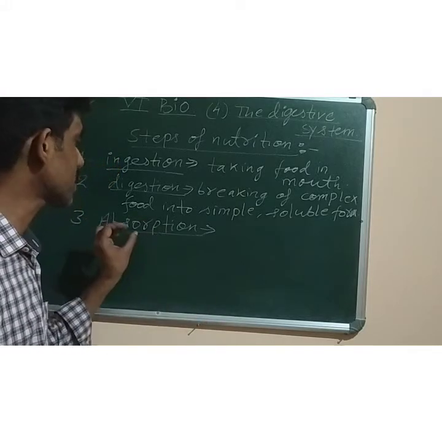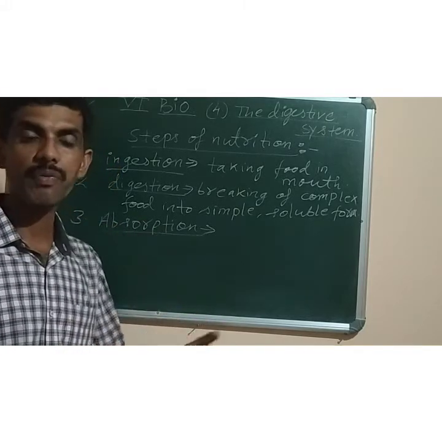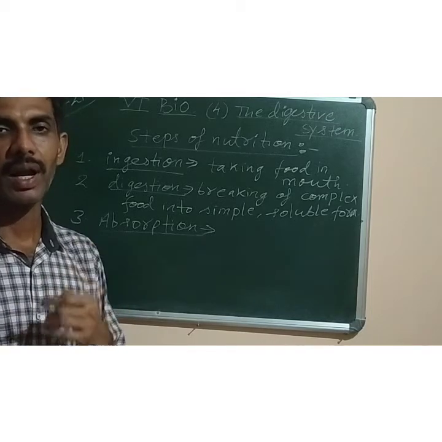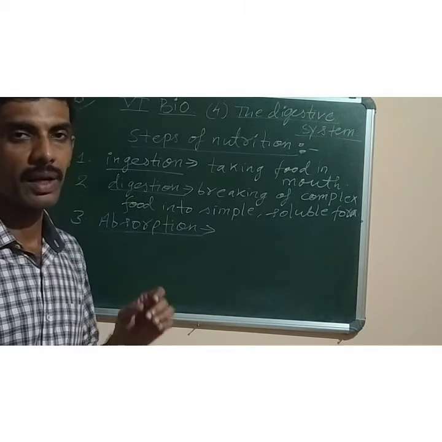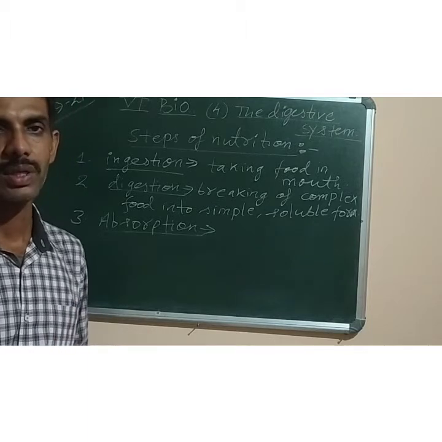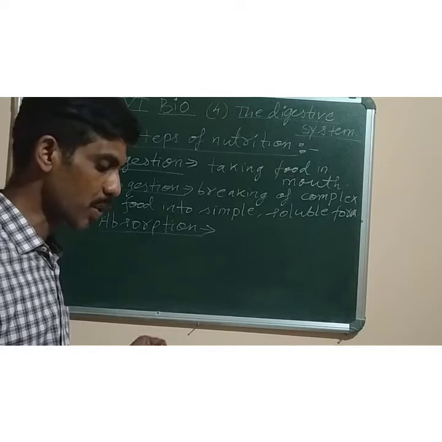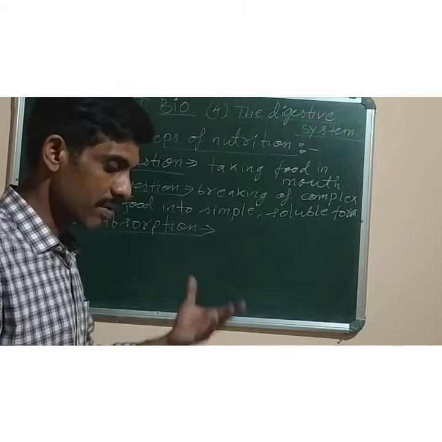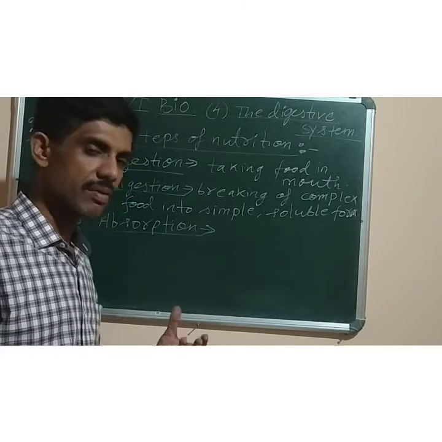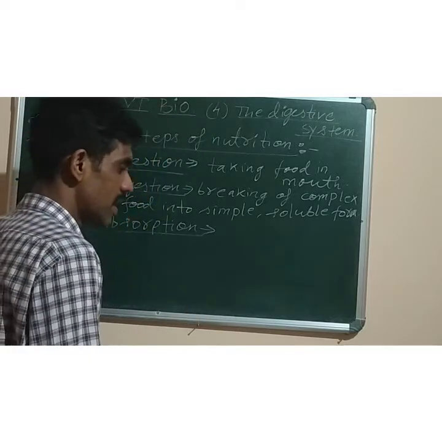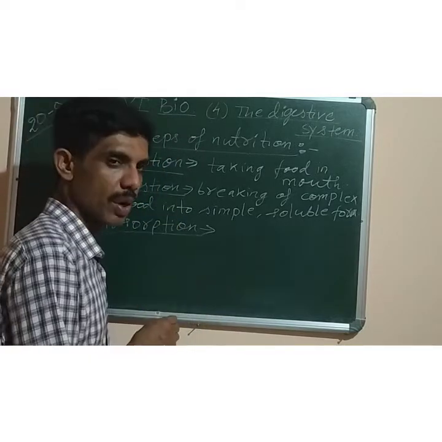So this process of digestion is completed. Now from the walls of the small intestine, which contains many finger-like projections called villi, the digested food in the form of glucose is absorbed into the bloodstream. So this process of absorbing the digested food from the intestinal walls into the bloodstream is called absorption.